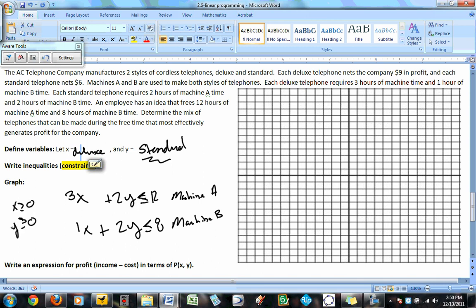We're always going to be in the first quadrant when we're dealing with real life stuff as far as making things. So we're in the first quadrant. We're up this way here. All right. Let's go ahead and let's graph machine A.